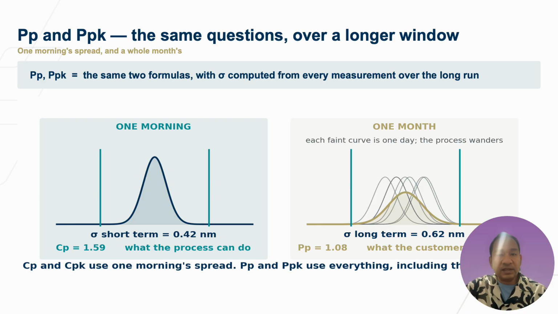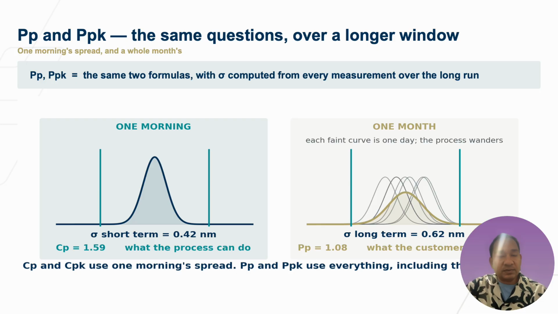PP and PPK use sigma computed from all the data pulled over the whole period. Each faint curve is 1 day. The process is stable within a given day and it wanders from day to day: different materials, different lots, PM events, ambient conditions. Pull a month of it and sigma comes out at 0.62 nanometers, giving a PP of 1.08. That number answers, what did the customer actually receive? Same wafer, same measurement, 1.49 against 1.08, and the difference is everything that drifted between the subgroups.